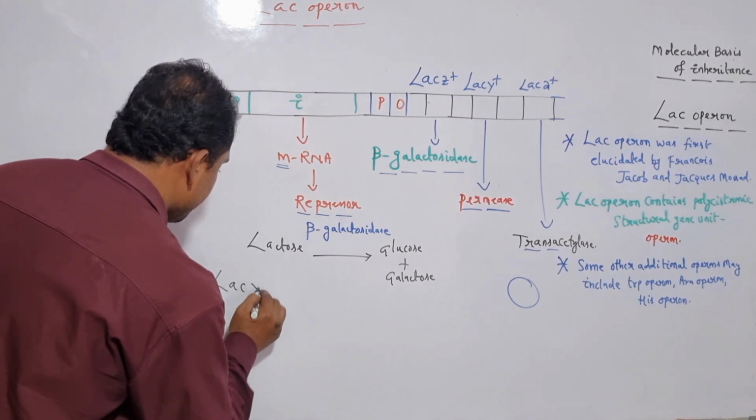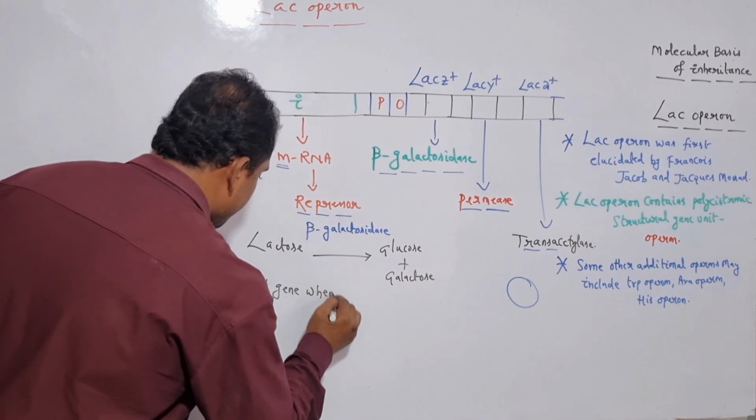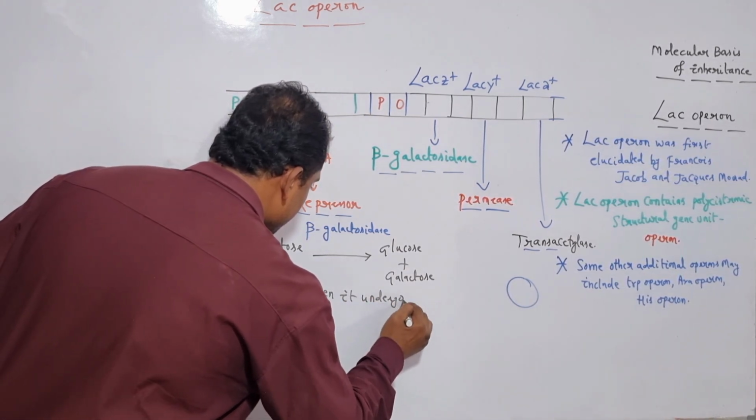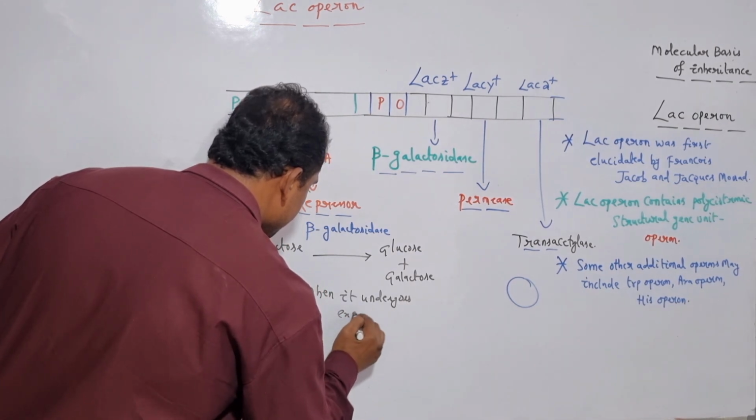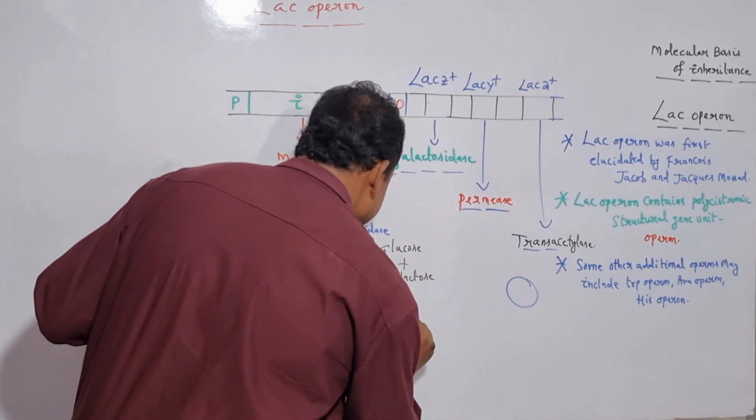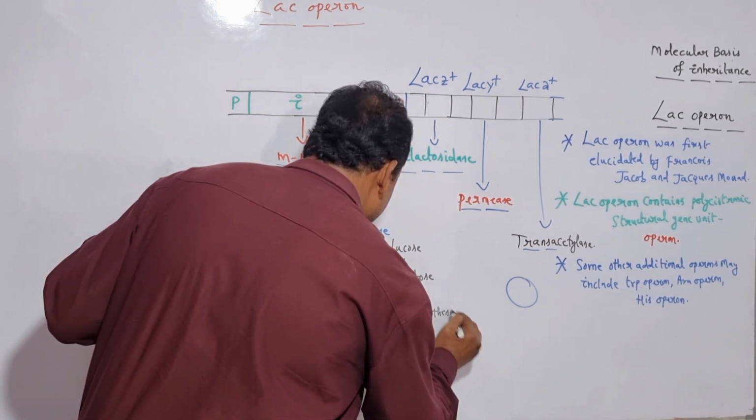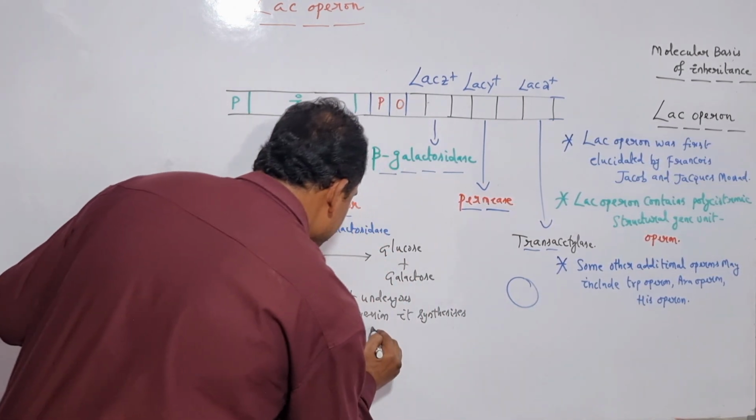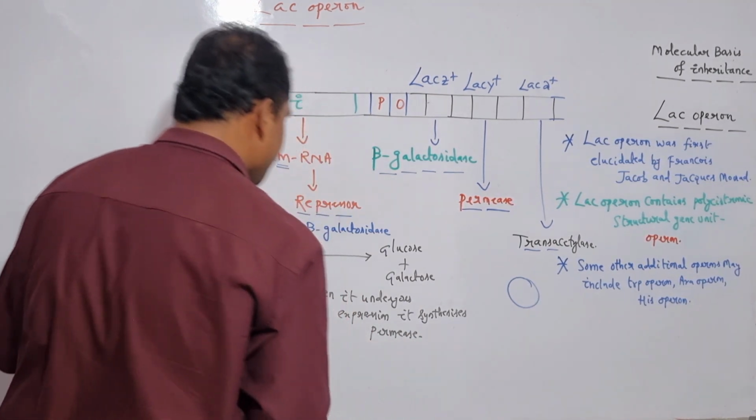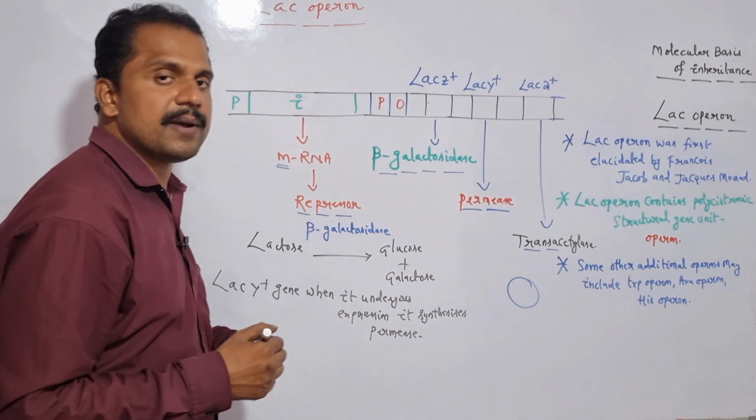LAC-Y gene, when it undergoes expression, it synthesizes permease, which is responsible for regulating the permeabilization of the sugar molecules into the biological cell.